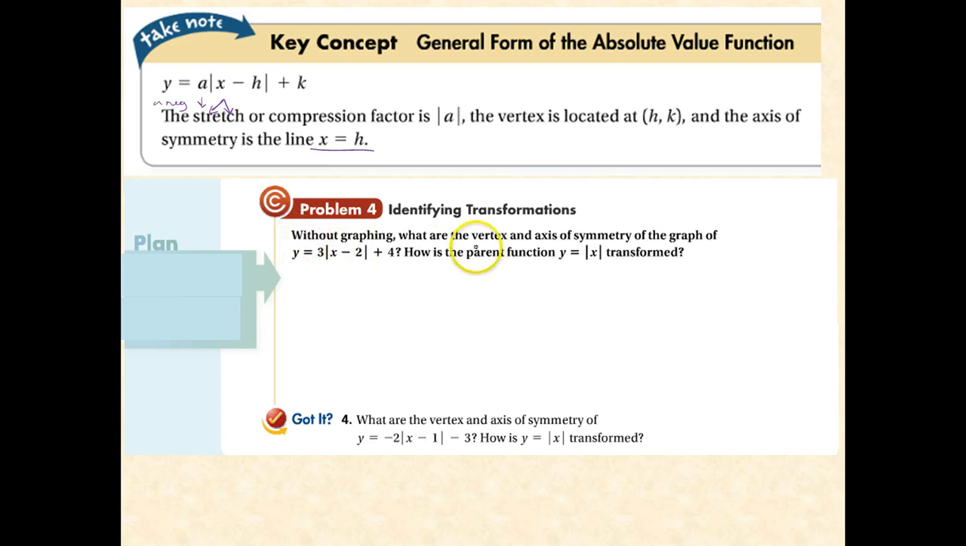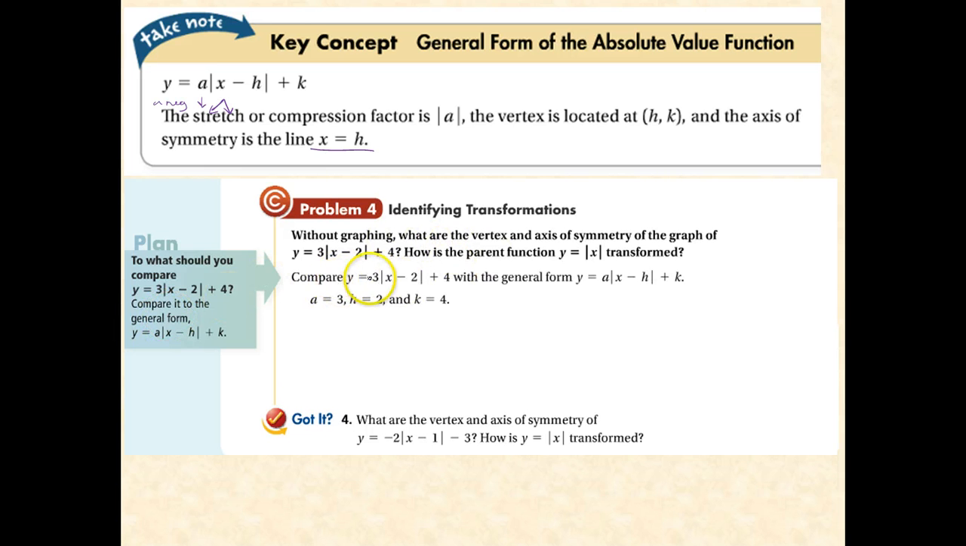So, problem 4. Without graphing, what are the vertex and axis of symmetry of the graph of this? How is the parent function y equals absolute value of x transformed to get that? So, we should compare. What should we compare this to? Yes, we should compare it to the general form. So, if we compare y equals 3 times absolute value of x minus 2 plus 4 with the general form, we get a equals 3, h is 2, because it's x minus h, so x minus 2, and then plus 4, so k is 4.